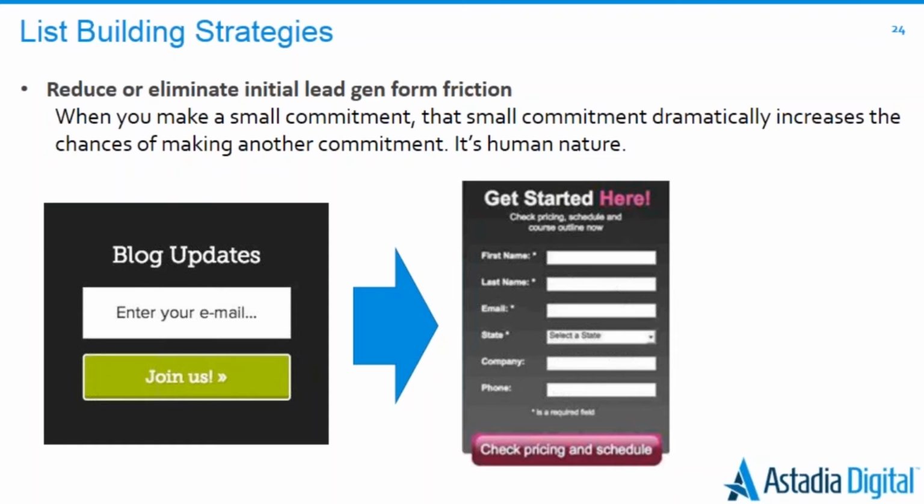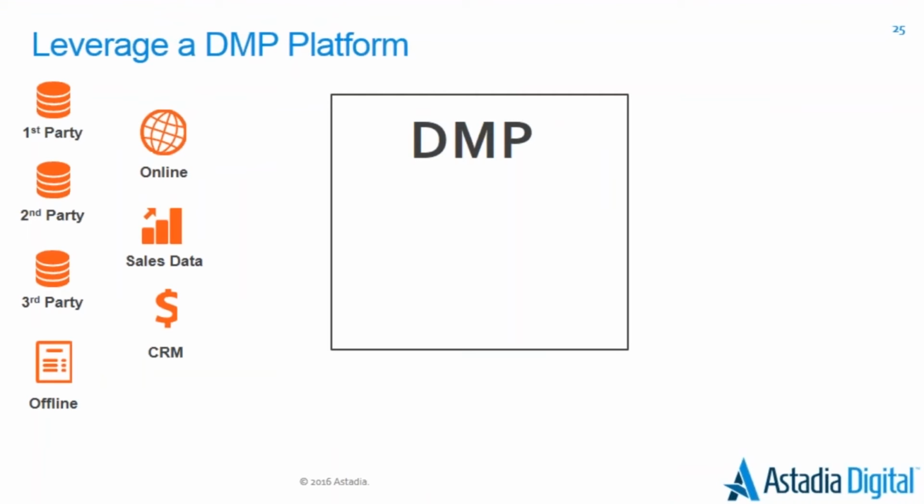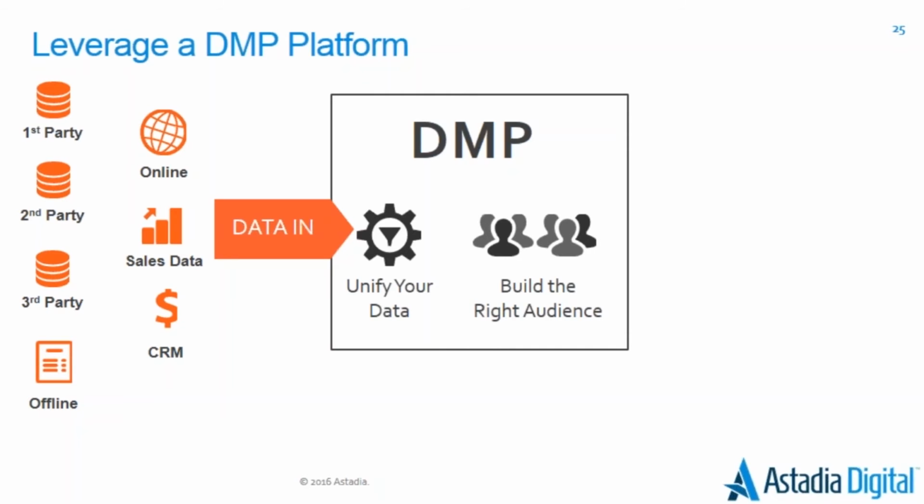Another thing to be sure to leverage is DMP platforms. We talked about data management services; now we talk about data management platforms. This is a great way to take first, second, third party, offline and online data, put it into the DMP from all your various systems, where it will unify your data and help you build the right audience, so you can then push that data out and use it with search, email, display ads, social, mobile, and websites.